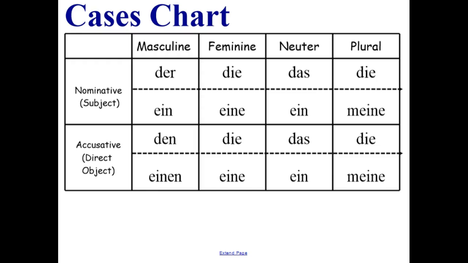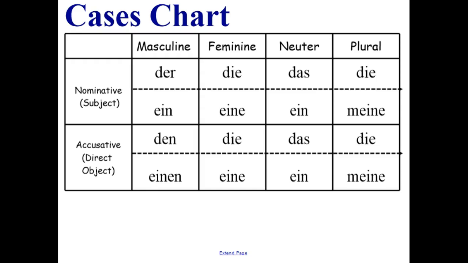Below the dotted line, you will see indefinite articles, which we will be exploring in a later lesson. In the nominative, they are ein, eine, ein, and you cannot say a with a plural noun, so for this we are using the possessive adjective meine. For the accusative, they are einen, eine, ein, and meine, and you will notice that the masculine changes again from the nominative ein to the accusative einen.